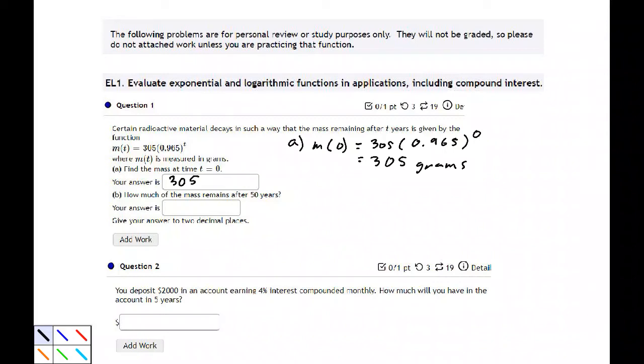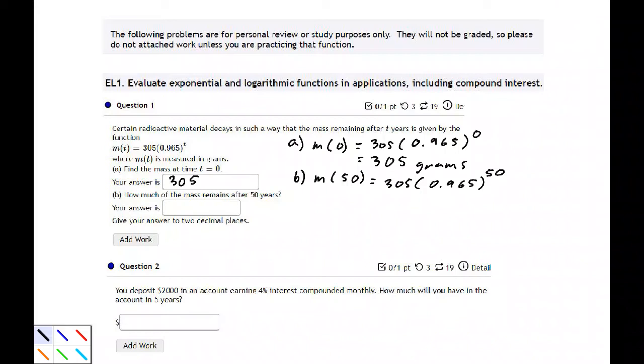Right, now part B is how much of the mass remains after 50 years. Well, that means we are going to be finding m of 50 because m of t was t in terms of years. So m of 50 equals 305, parentheses, 0.965, close parentheses, raised to the 50th power. Now this answer will need to be rounded to 2 decimal places. So again, going to my calculator utility of choice, 305 times 0.965, close parentheses, to the 50th power.